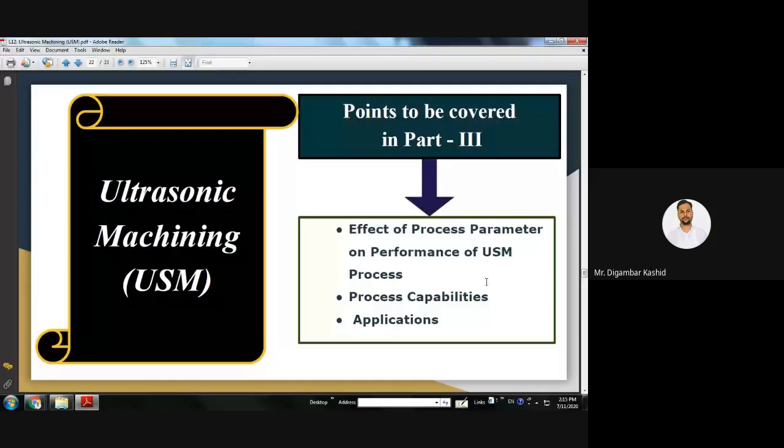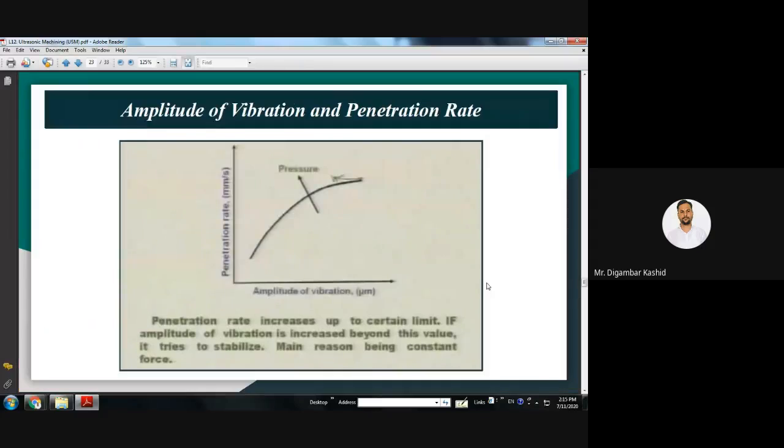Now we'll discuss the effect of these process parameters on the performance. Performance means what? Your material removal rate, surface finish, then tool wear rate and accuracy. Now the first process parameter I'm going to consider is the amplitude of the vibration, and how this amplitude of vibration is going to affect the penetration rate.